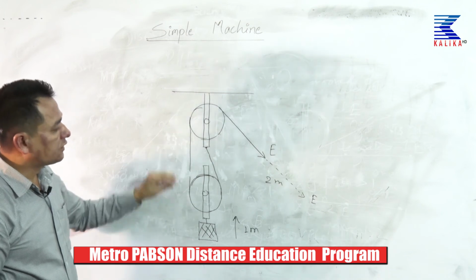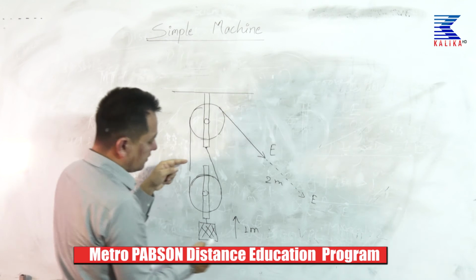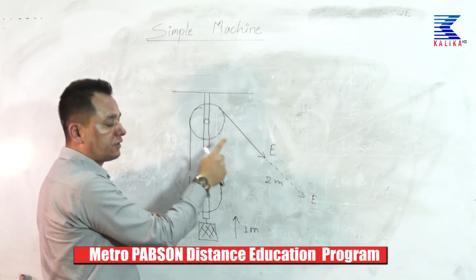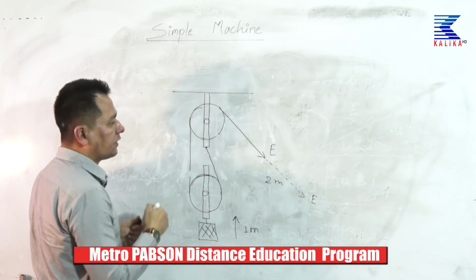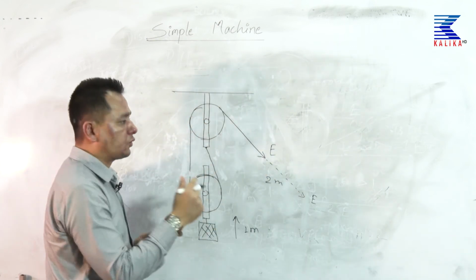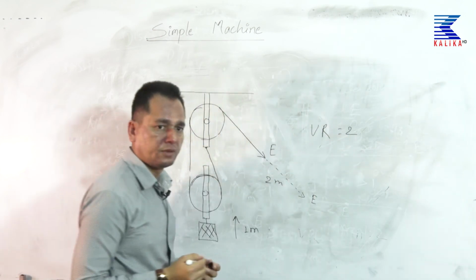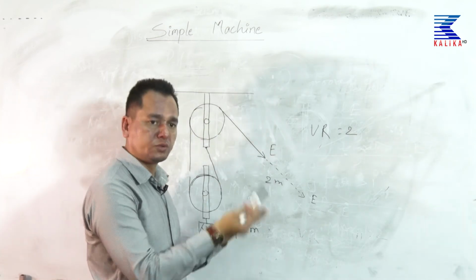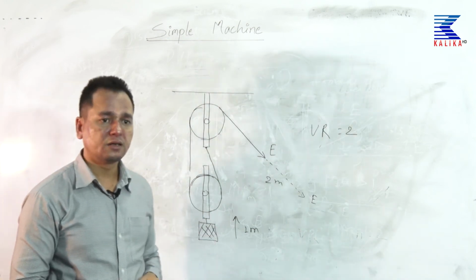Always in this double pulley system, the distance traveled by effort is always double of the distance traveled by load. It means effort distance is always double of the load distance. So in case of this combined pulley system having two pulleys only, VR is 2. And if we assume this to be frictionless, MA is also 2. If we assume this simple machine to be frictionless, MA and VR are equal.